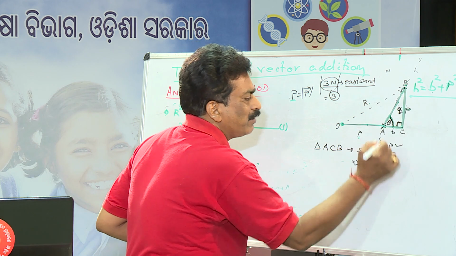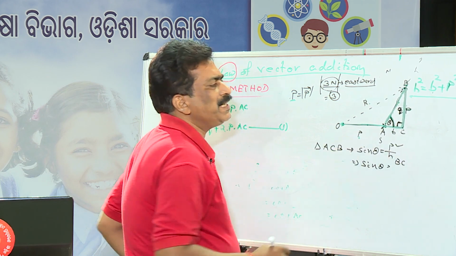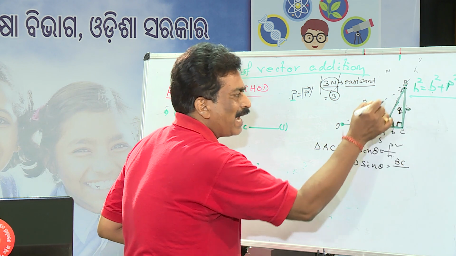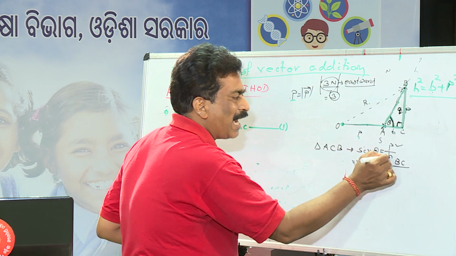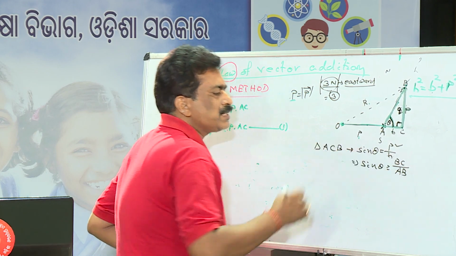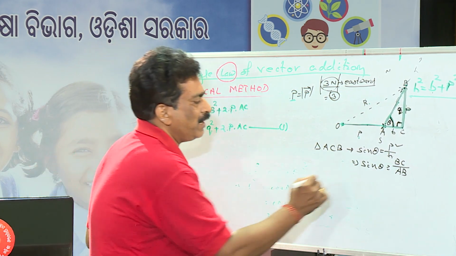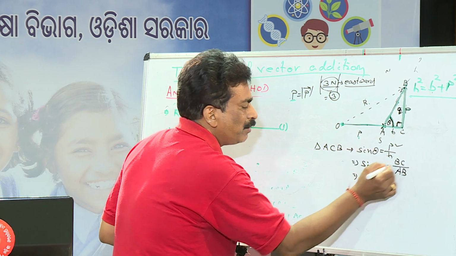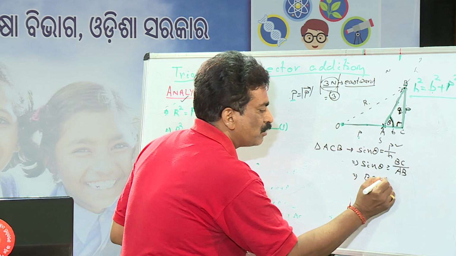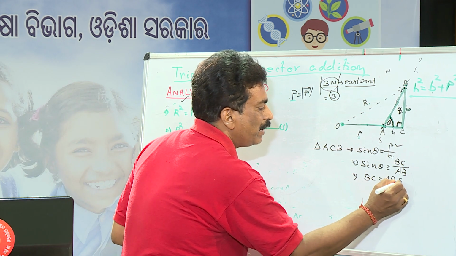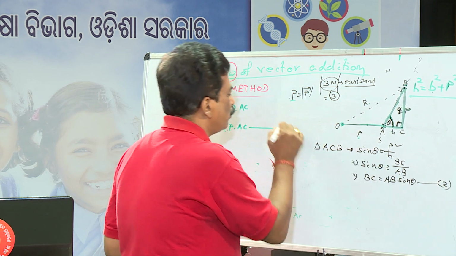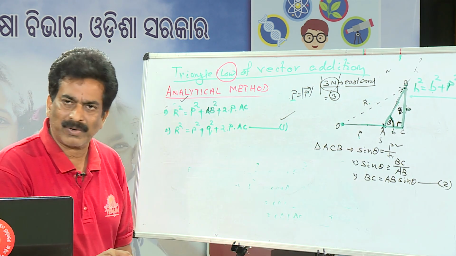You see, the perpendicular is BC, by H. H means the height, here H means the hypotenuse. Hypotenuse is AB. So sin theta is equal to BC by AB. That implies, if you make the cross multiplication, BC is equal to AB sin theta. Take this as equation 2; here we have taken equation 1.